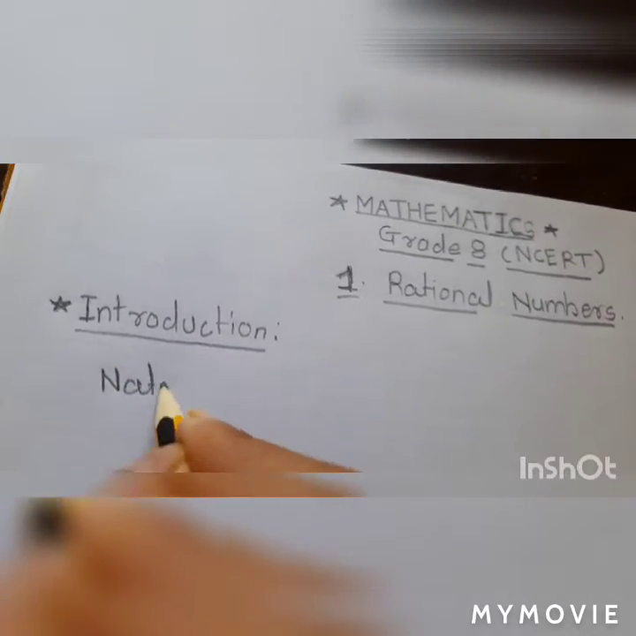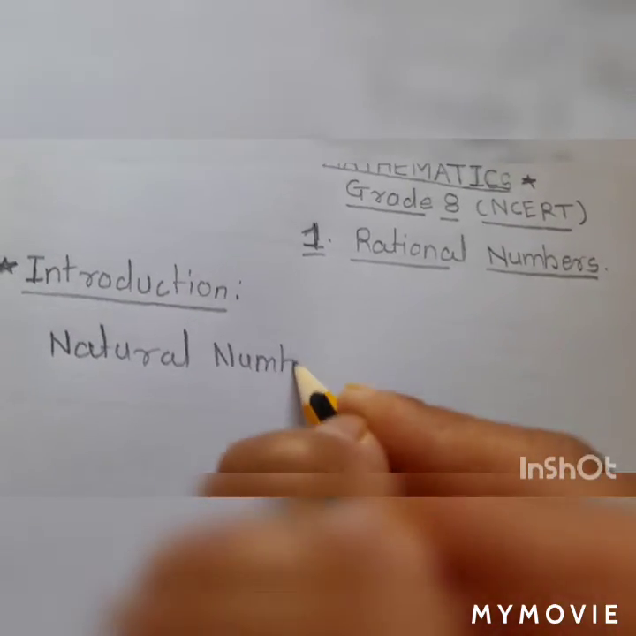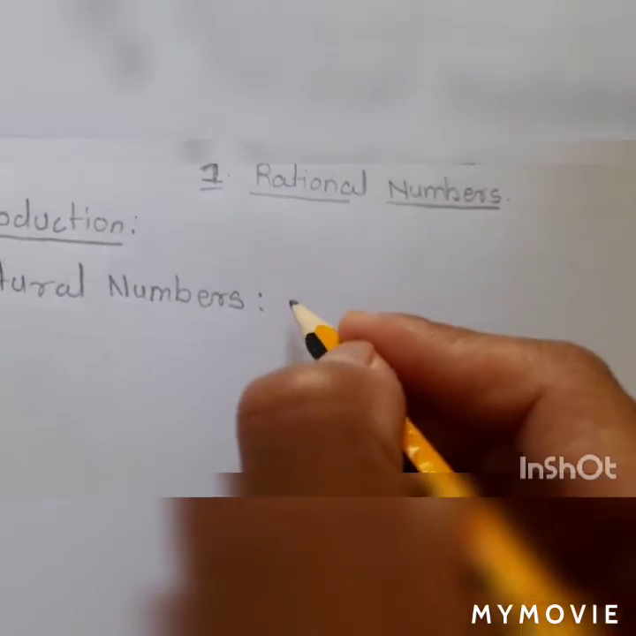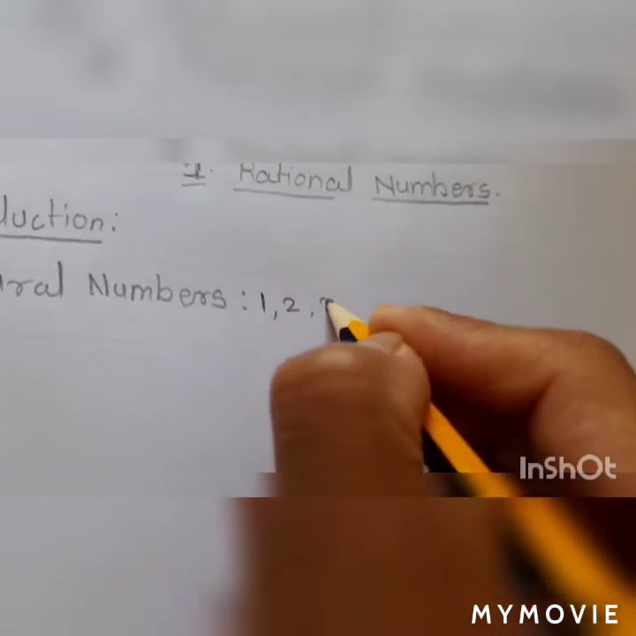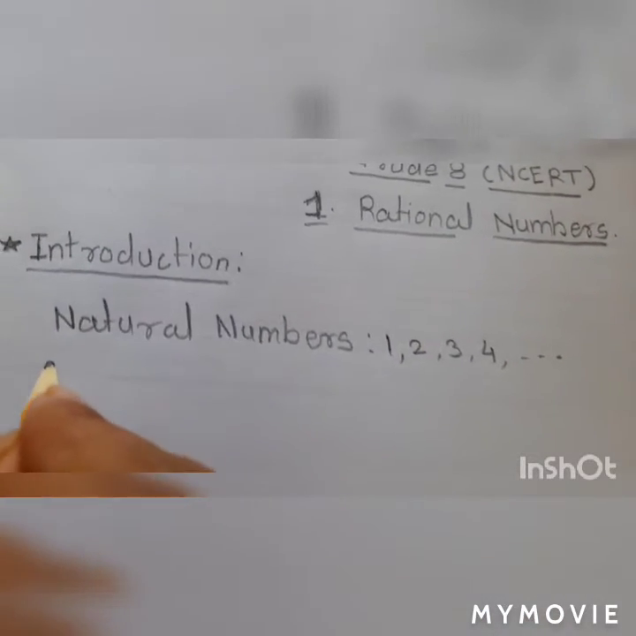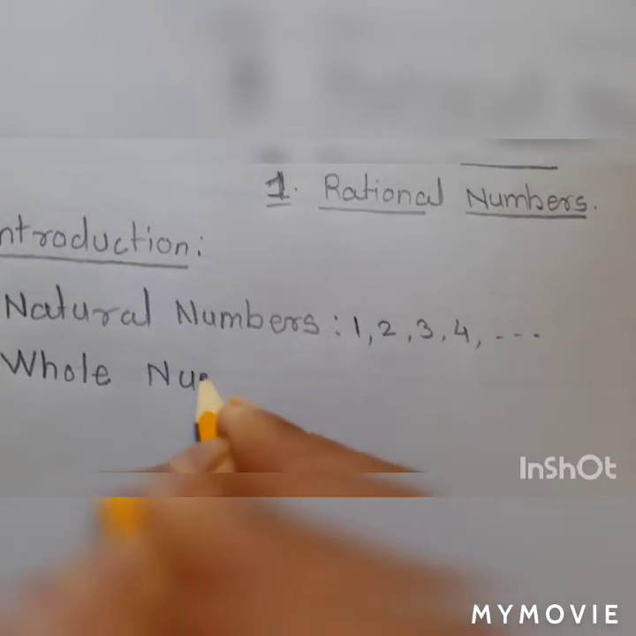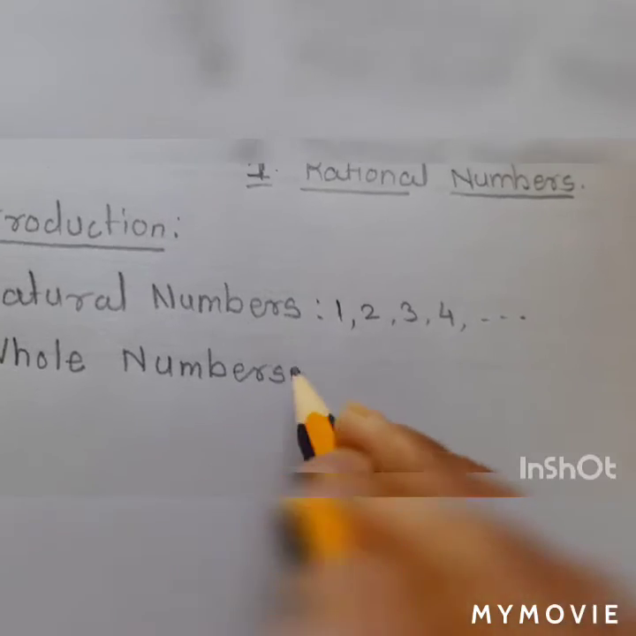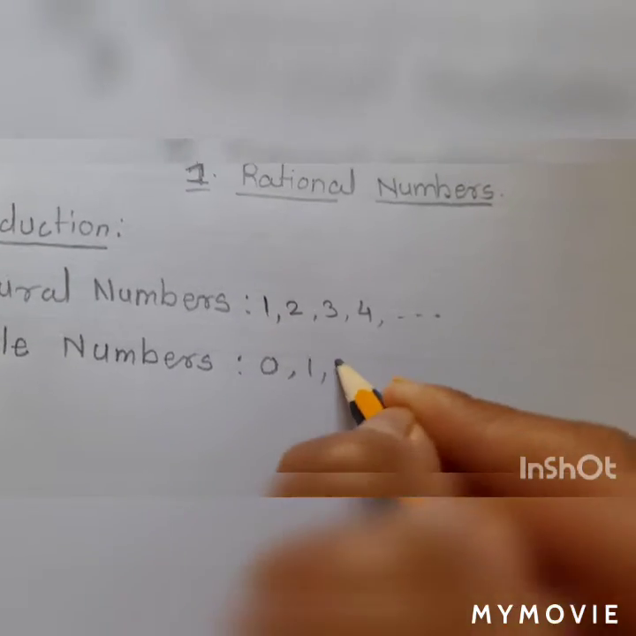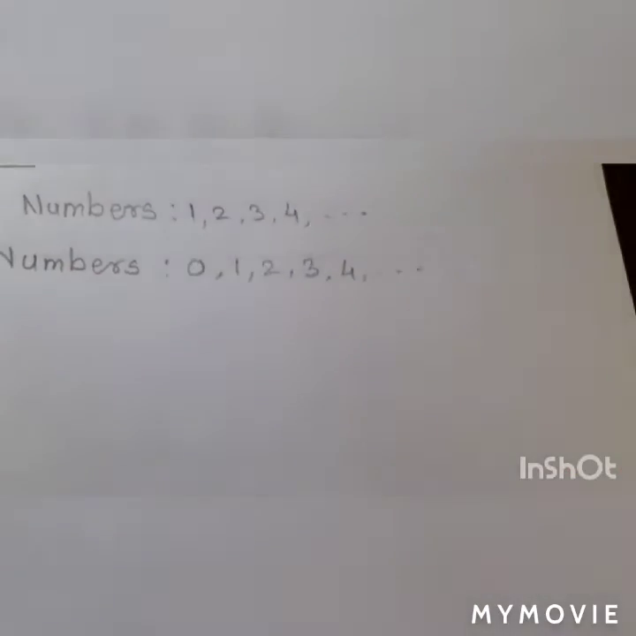We know that natural numbers are those which start from 1, 2, 3, 4 up to plus infinity, and whole numbers, which include 0 in it, start from 0, 1, 2, 3, 4 and so on up to plus infinity.